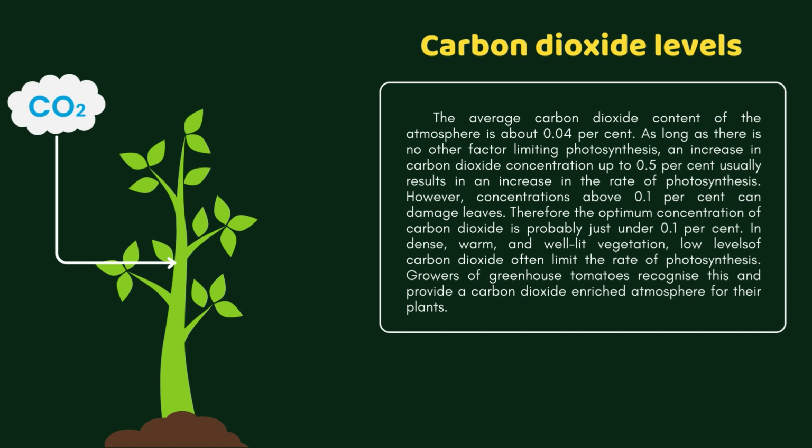In dense, warm, and well-lit vegetation, low levels of carbon dioxide often limit the rate of photosynthesis. Growers of greenhouse tomatoes recognize this and provide a carbon dioxide-enriched atmosphere for their plants.